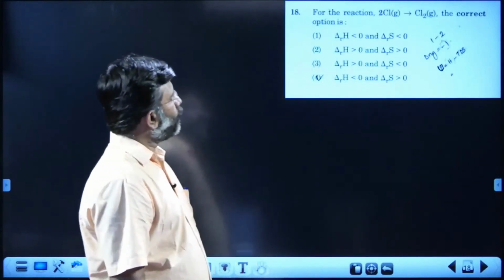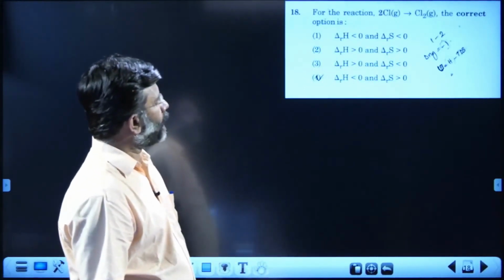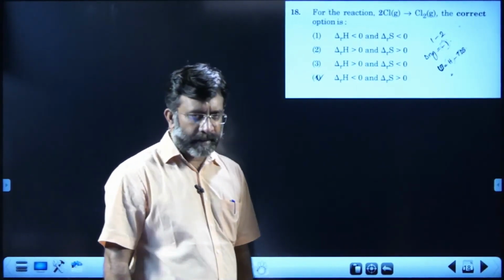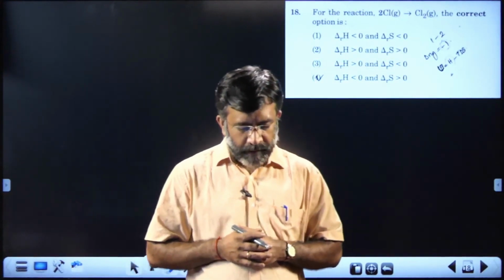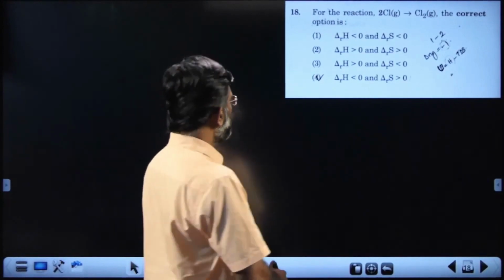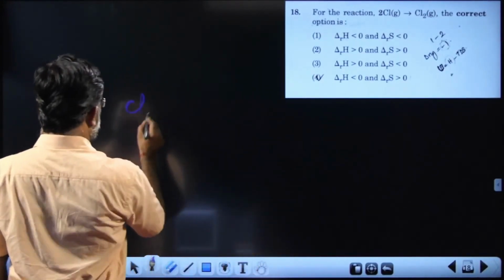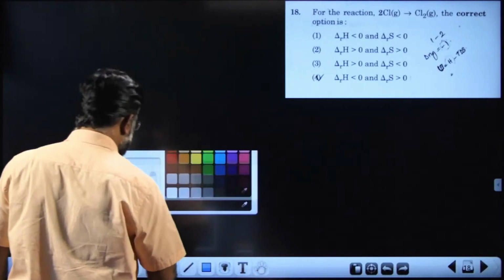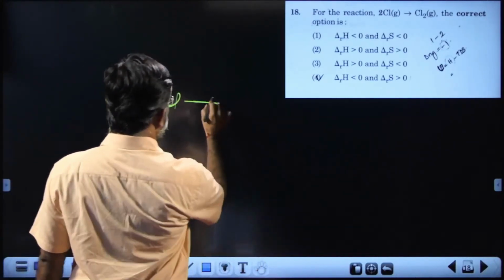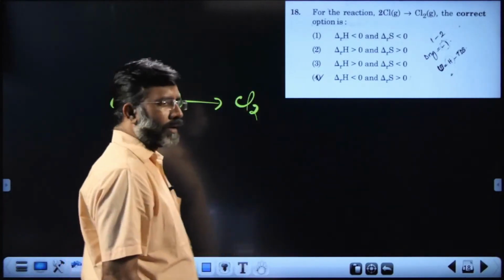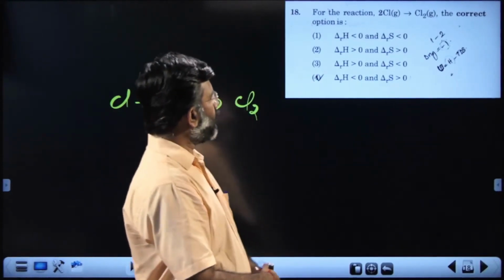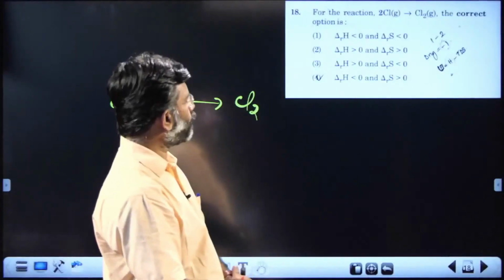18th question. For the reaction 2 Cl gives Cl2 gas, two chlorine atoms are combining to give a chlorine molecule. One chlorine combines with another chlorine, so a bond is formed and you are getting Cl2. A bond is formed, it is an exothermic process. Delta H is negative, Delta H is less than 0.